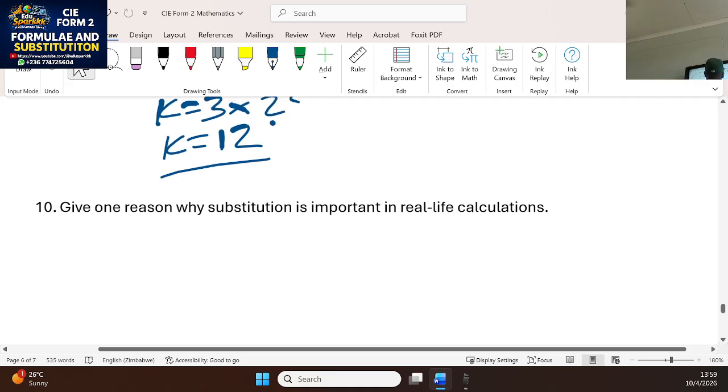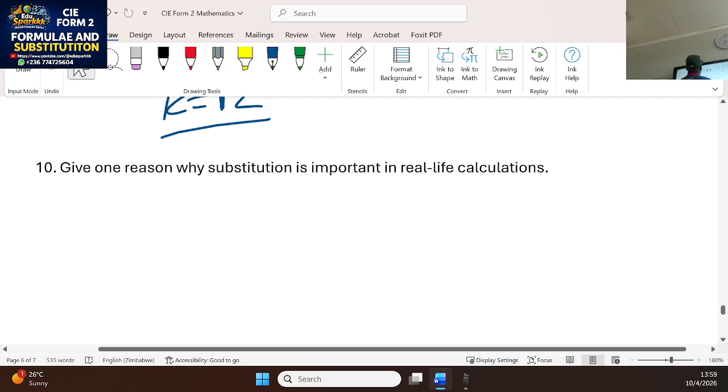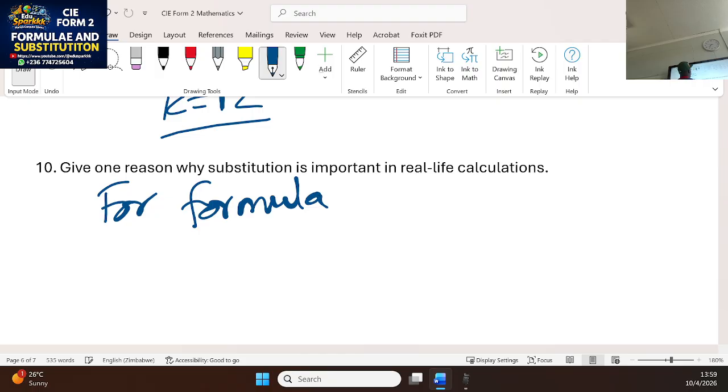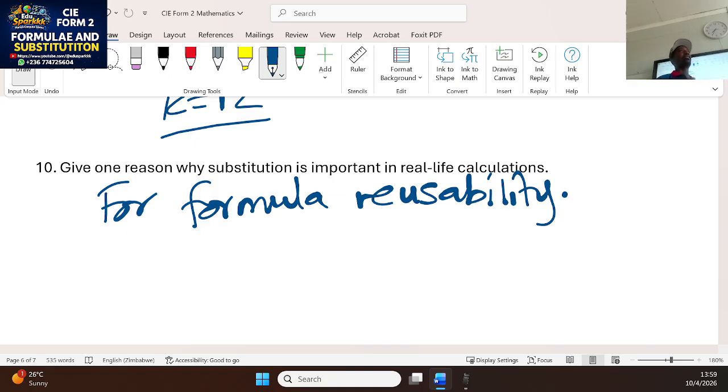Then the last problem is an open question which doesn't involve calculations. Give one reason why substitution is important in real life calculations. This is important for formula reusability. In other words, a formula can be used to solve different problems provided variables are given. So even if variable changes, as long as they are provided, the formula will assist us.